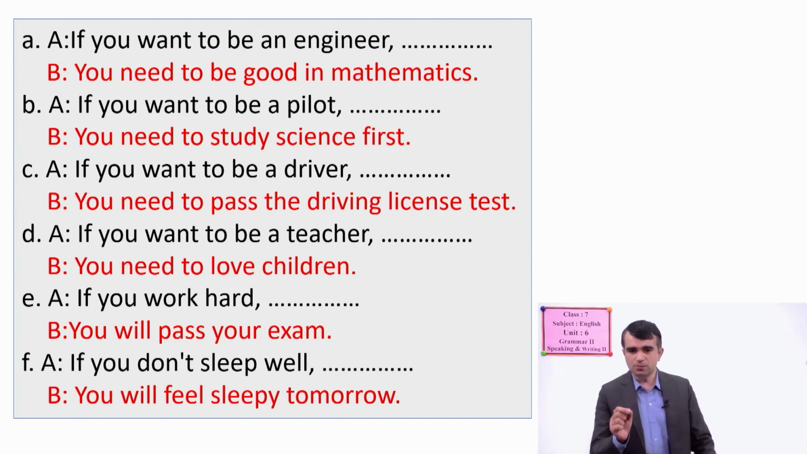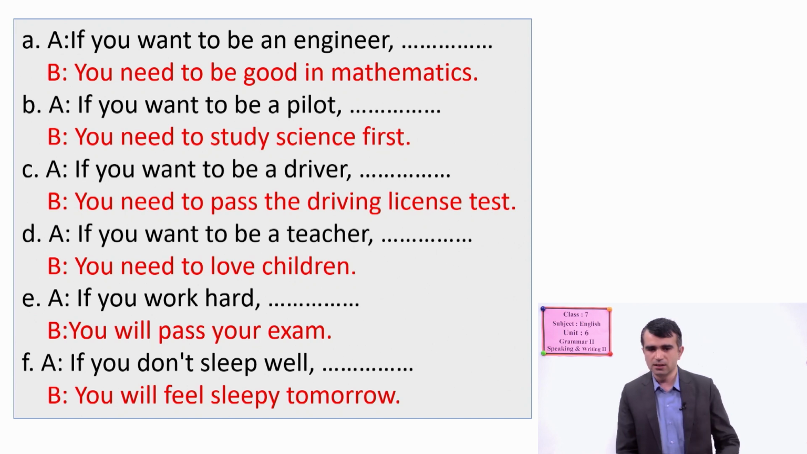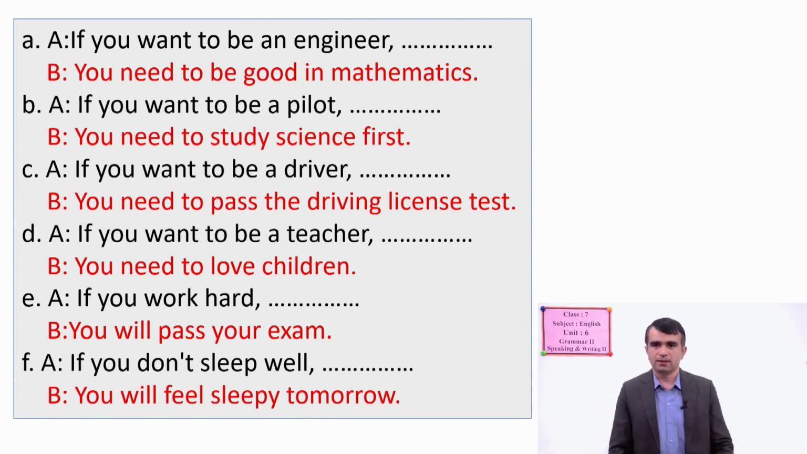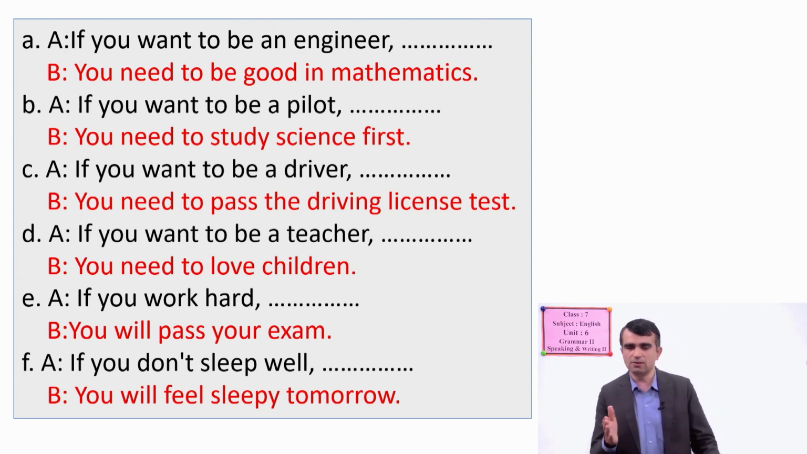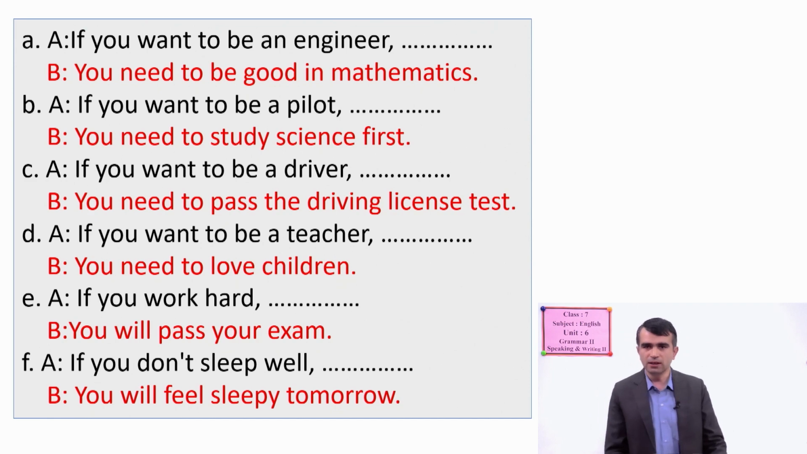Now, another, number D. If you want to be a teacher, you need to love children. You need to teach well. You need to develop teaching skill. That way you can complete in any way you like. Now, number E. Here, rather than need, you need to write will plus infinitive structure, the one you learned before.